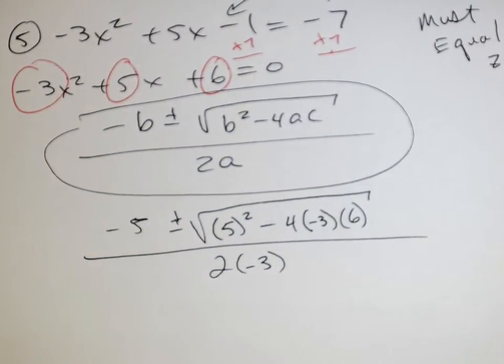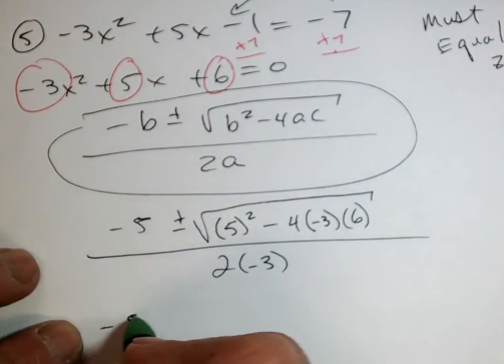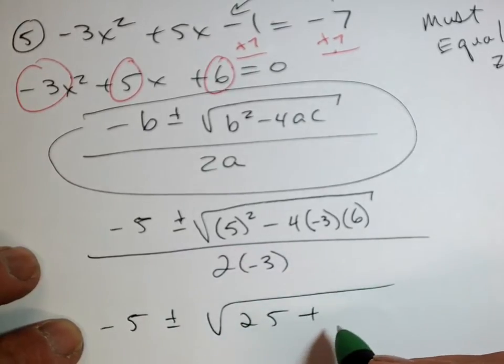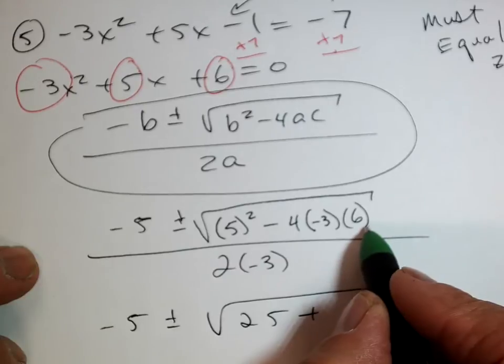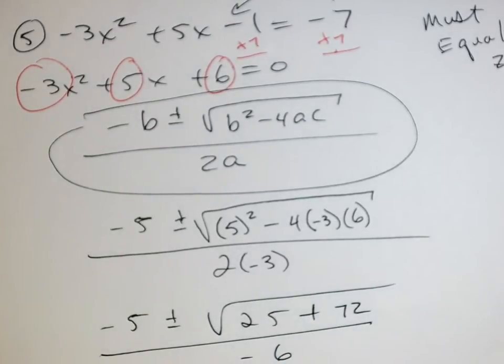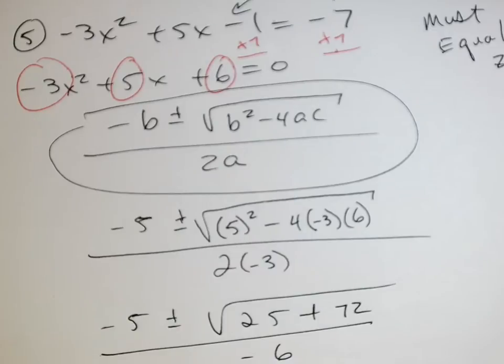All right, now let's tidy it up. Negative 5 plus or minus square root of 25 plus 12 times 6, what's that, 72? All over negative 6. Okay. 25 plus 72 is 97. So I get negative 5 plus or minus the square root of 97 over negative 6. So 2 thumbs up so far, right?